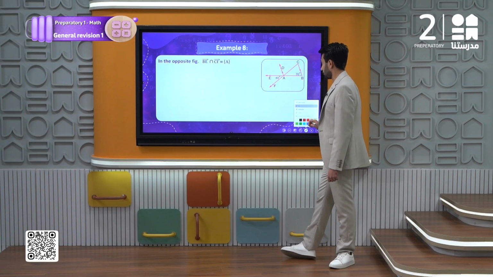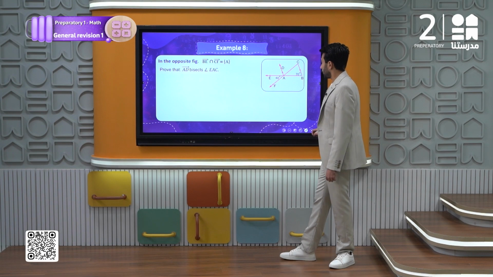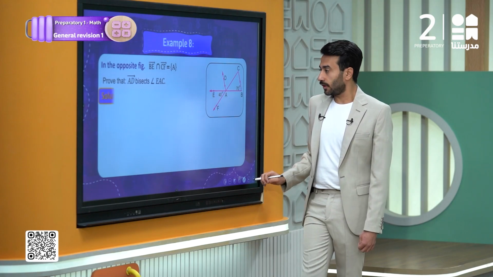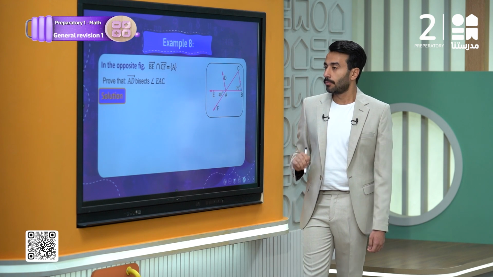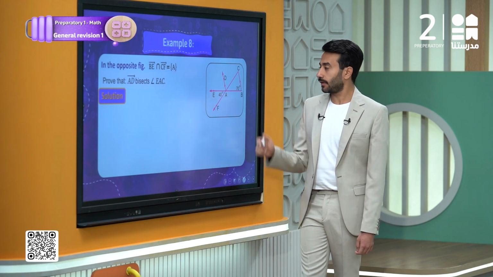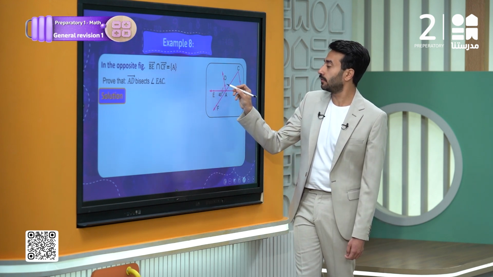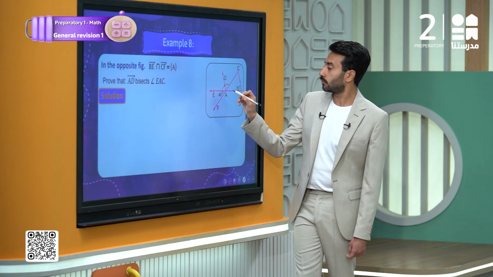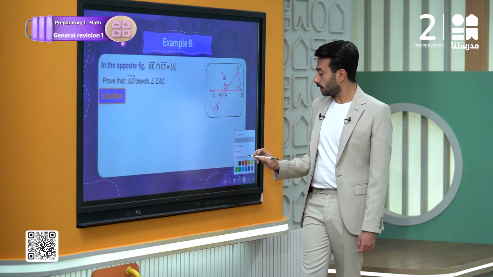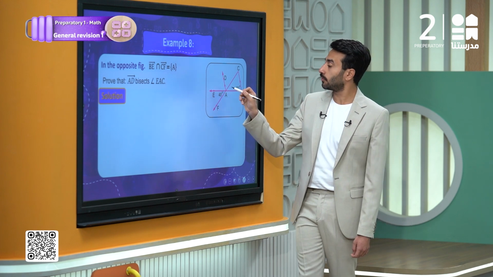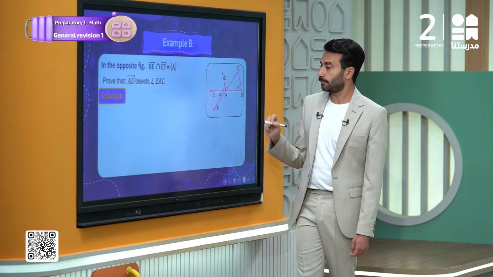Now for a question like this one. In the opposite figure, BE intersects CF. You can see BE and CF. Prove that AD bisect angle EAC, this angle. We need to check that this is bisected to 2 equal parts. So you will find the angles normally, and then you will check that this one equal to this one.